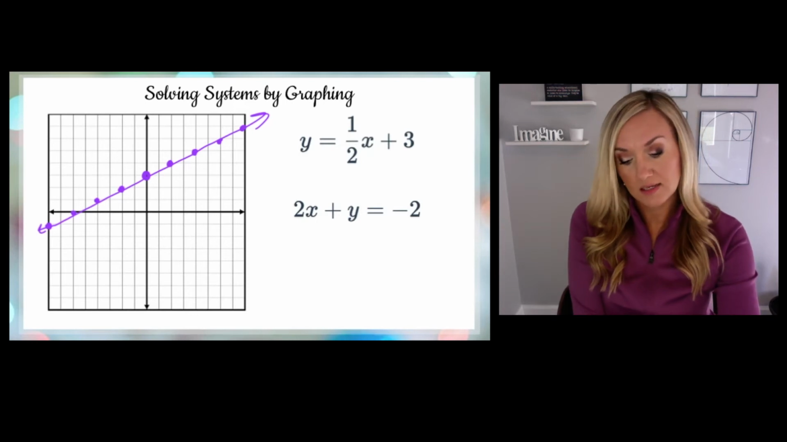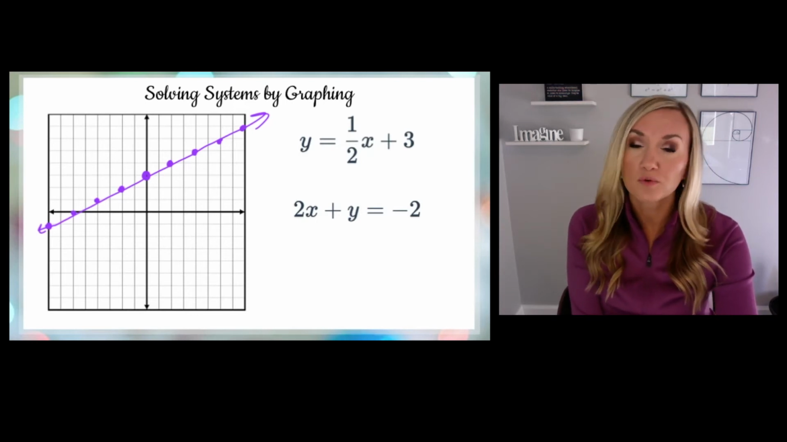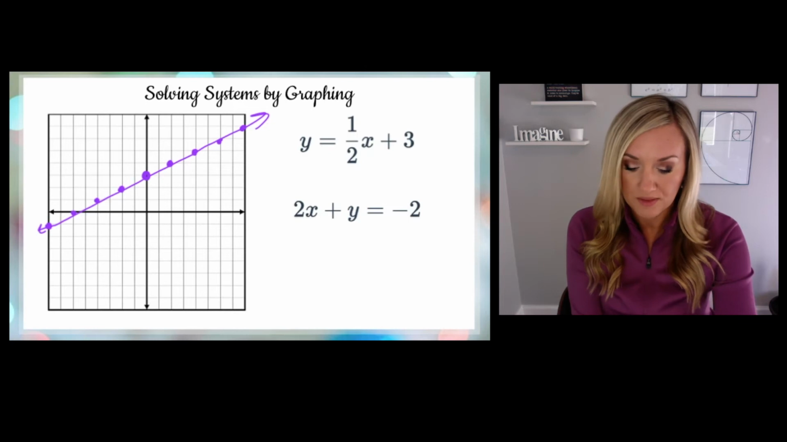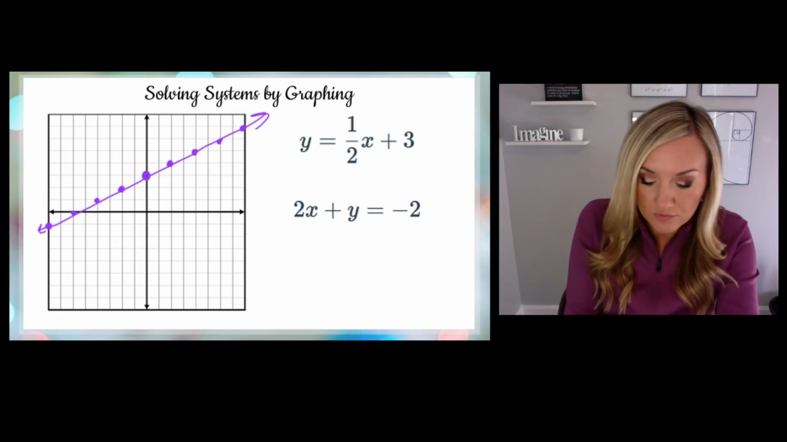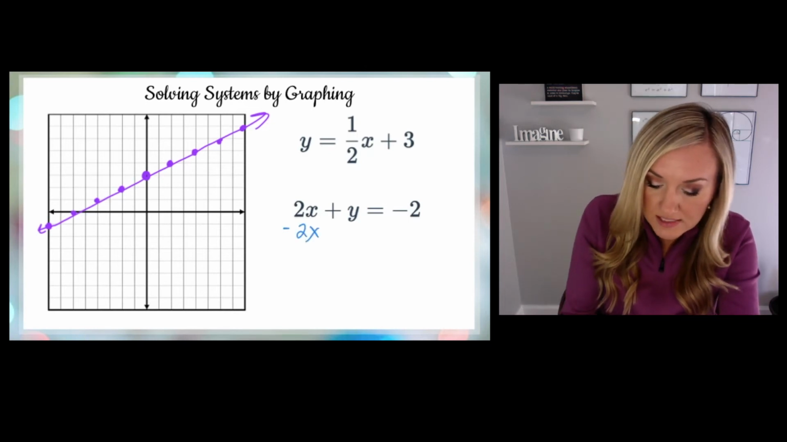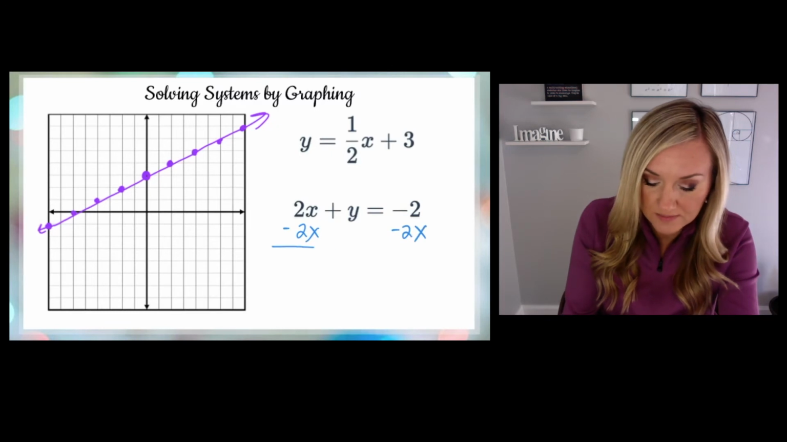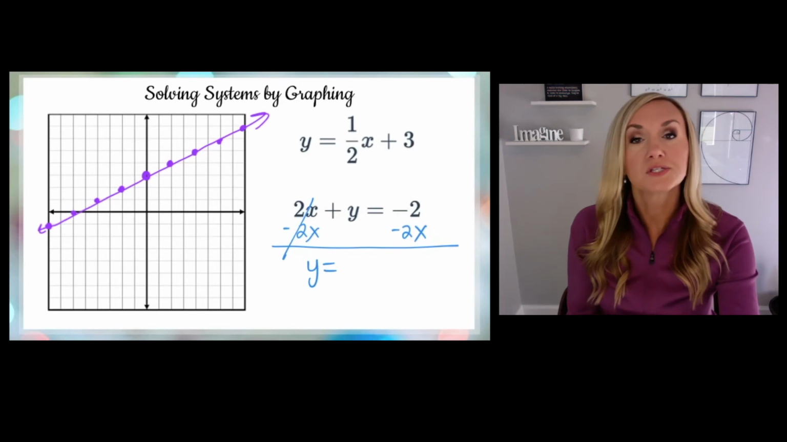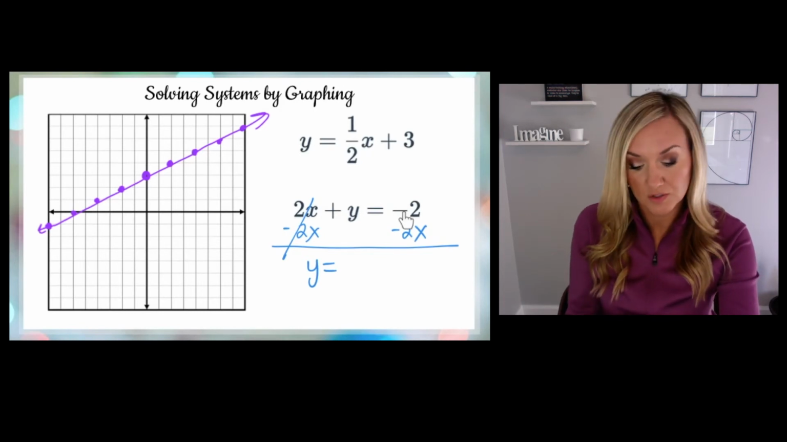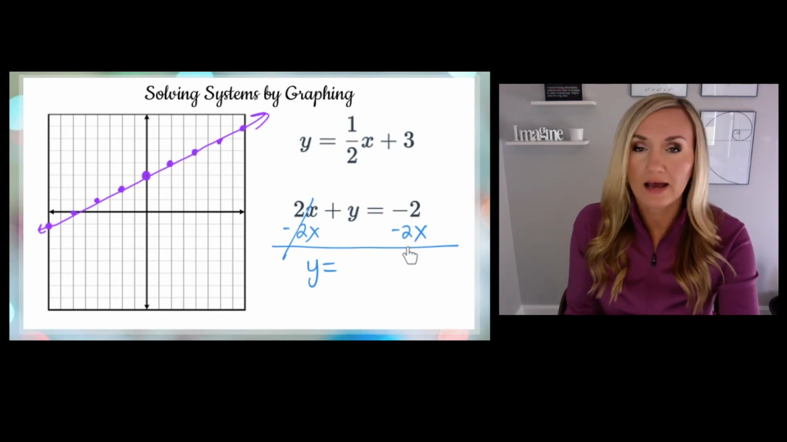The second equation is in standard form, so let's rewrite it in slope-intercept form. The goal is to get the y by itself, so I'm going to take 2x and subtract it to the other side. So then I now have y equals, and remember, this -2 and this -2x are not like terms.